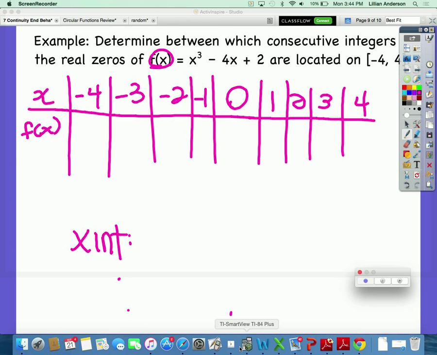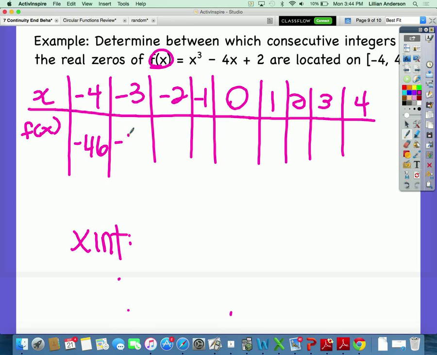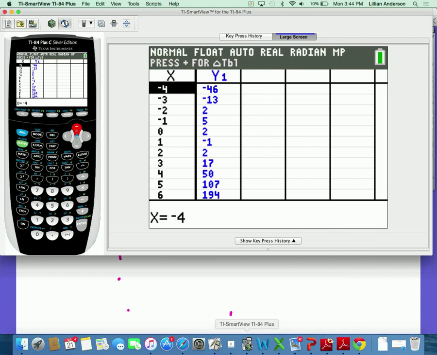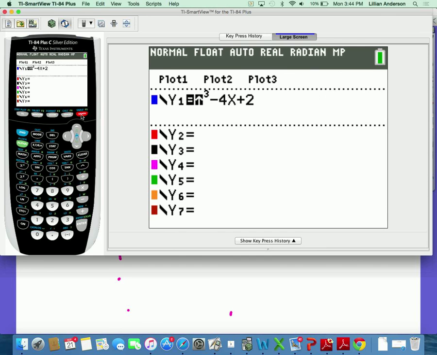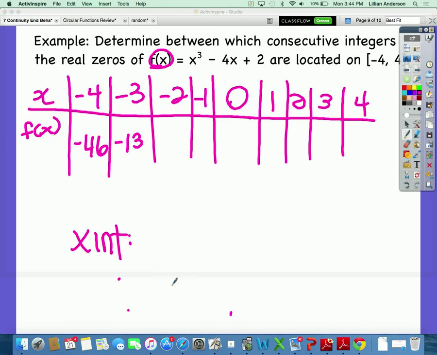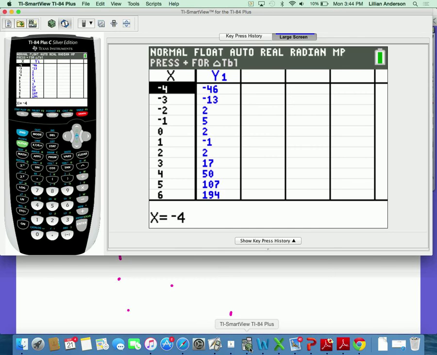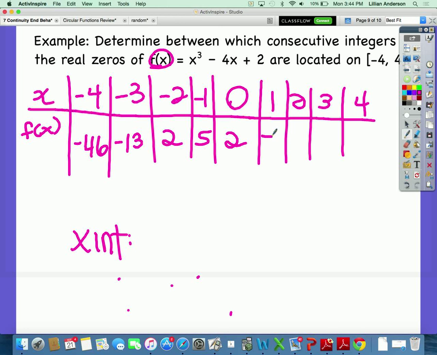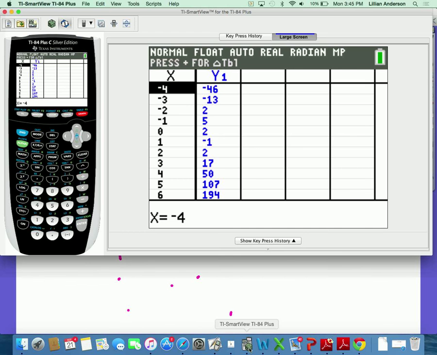All right, so when we plug in -4, we're going to get -46. We're going to get -13. And as you see, I use my calculator here to figure out these values. It's kind of a way to cheat. Basically, I type my function into y equals, and then I went to my table to see that, hey, here are all my values. -2 is 2, -1 is 5, 0 is 2, 1 is -1.